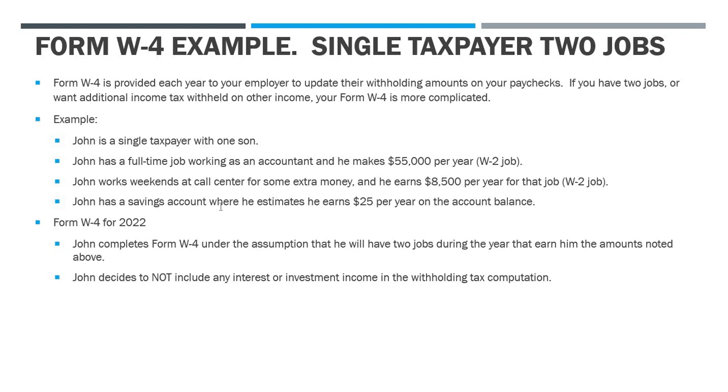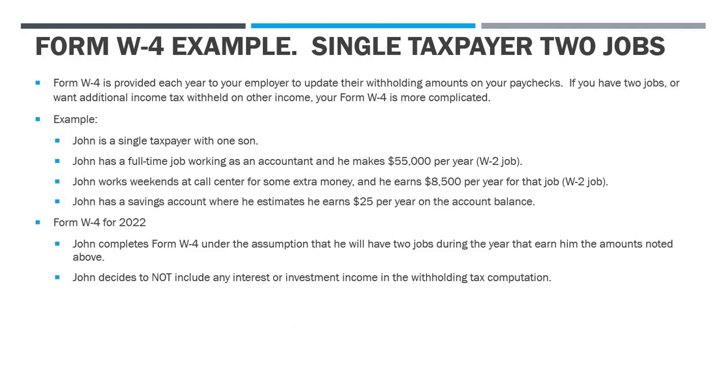Now John also has a savings account where he thinks he's going to get about maybe $25 a year on that account balance. Obviously interest rates aren't great, so $25 is all there's going to be. So based on that data, how do we complete the W-4 for John for his 2 jobs and his investment income, should he opt to include it?